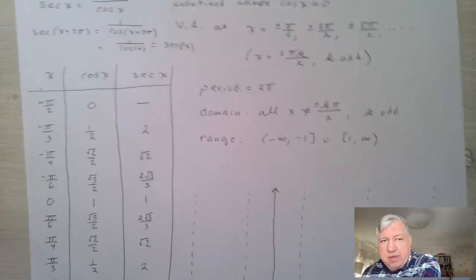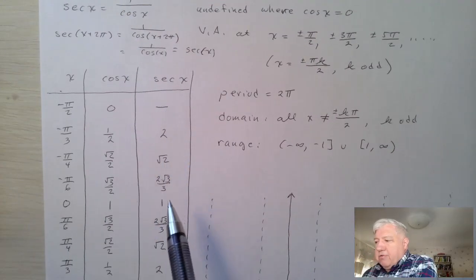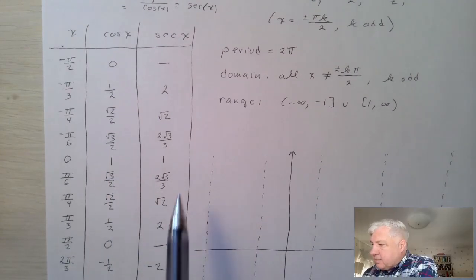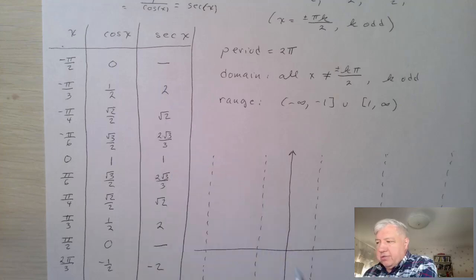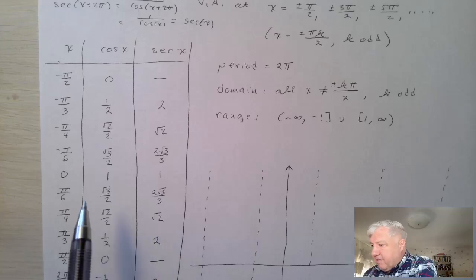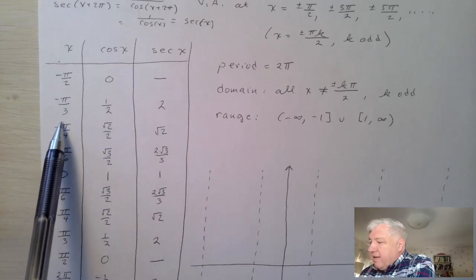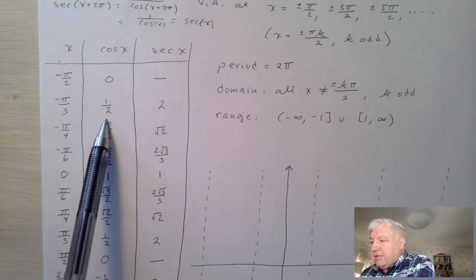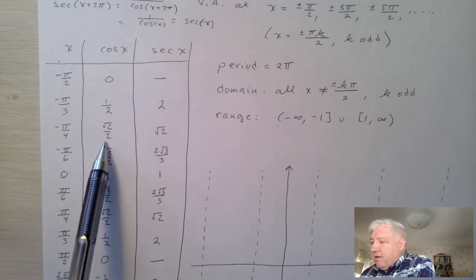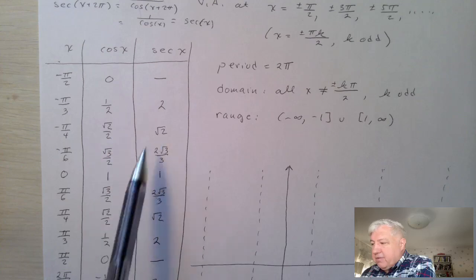And here are some of the values of the secant, at least the ones that we can get from the unit circle. I've listed all the values of the cosine, and then I've given their reciprocals if they exist. Now, of course, the reciprocal of 0 doesn't exist, so the secant is undefined at negative pi over 2. Then at negative pi over 3, the cosine is 1/2. The reciprocal is 2. At negative pi over 4, if we take the reciprocal of this and simplify, we get the square root of 2.